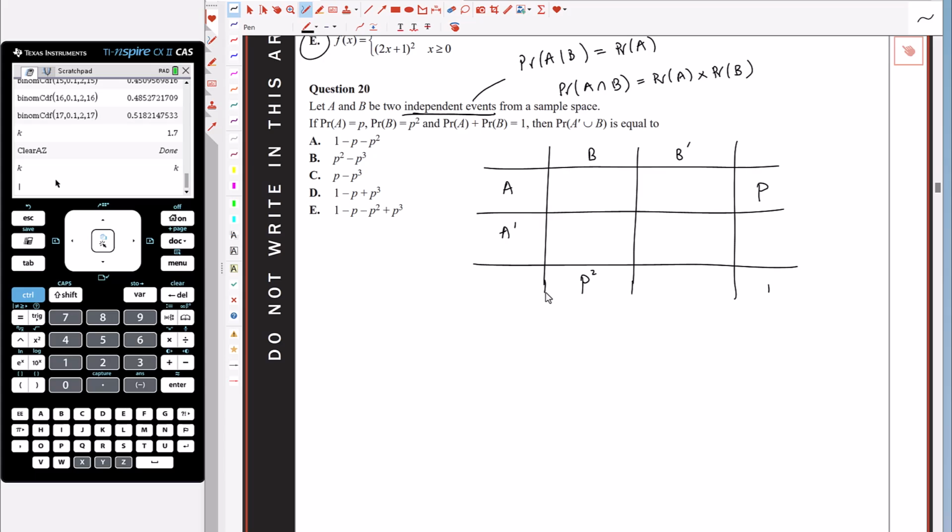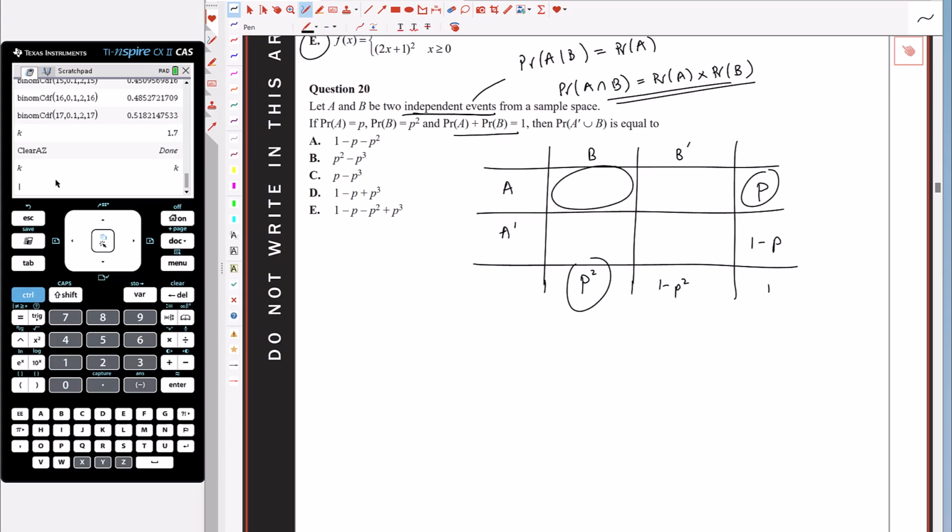So these two things added together are 1. I don't think that's overly useful just yet. Let's see where that comes in later on. These are obviously 1 minus p squared and 1 minus p, but to use a Karnaugh map we need to know at least one thing in here.